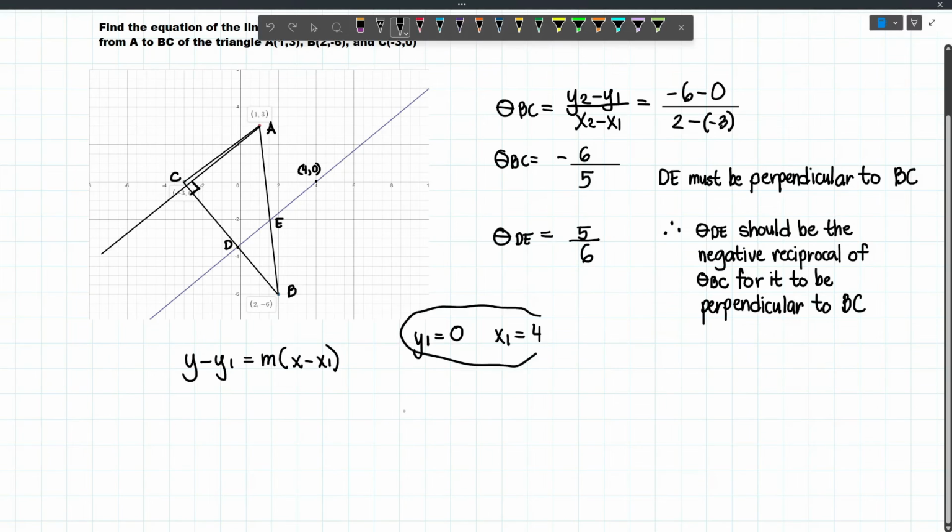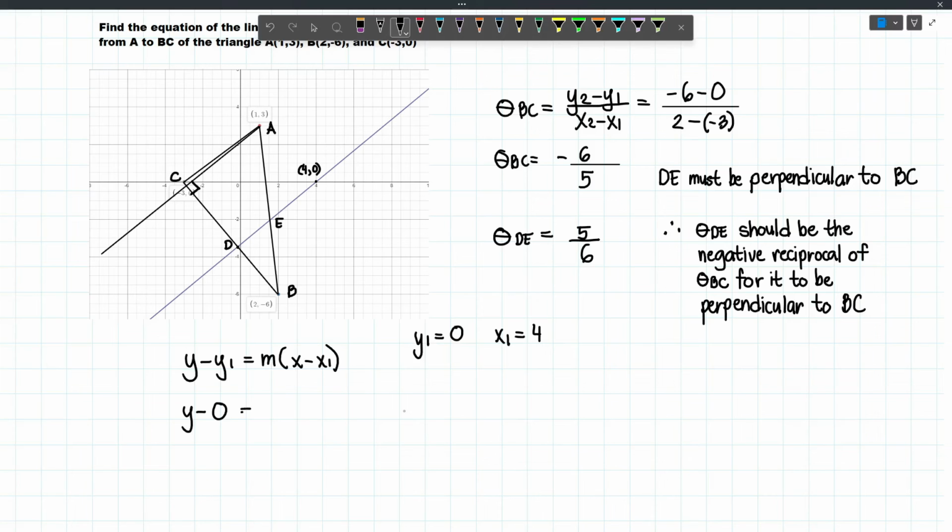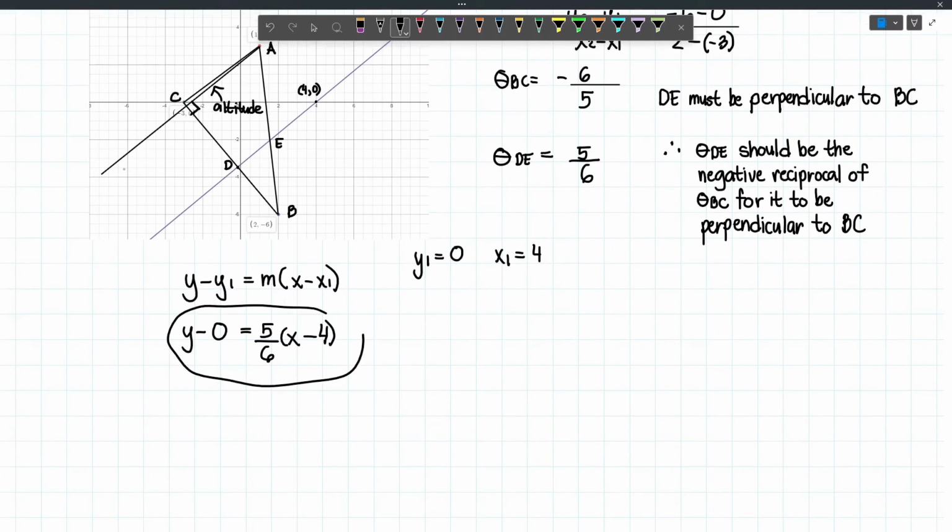Now substituting these values, we will get y minus 0 equals, the m that we will be using will be the slope of DE, or simply the slope of this line, the altitude. And so this will be 5 over 6 times x minus our x1, which is 4. And so rearranging this equation, we can multiply by 6 here so that we can cancel this one. And so our equation will be 6y, let's distribute this one, equals 5x minus 20.